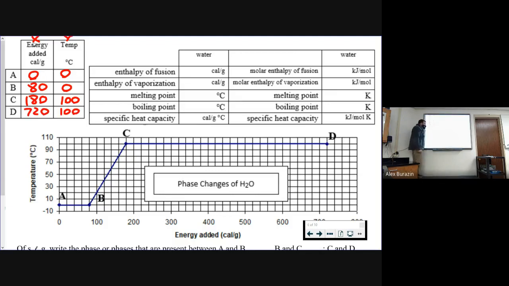All right, cool. Now, let's fill in this, okay? What is the enthalpy of fusion from my graph? Now, let's be careful. I have calories per gram. I have degrees Celsius. I want the enthalpy of fusion. That is this plateau right here, right? What is the length of that plateau in calories per gram?